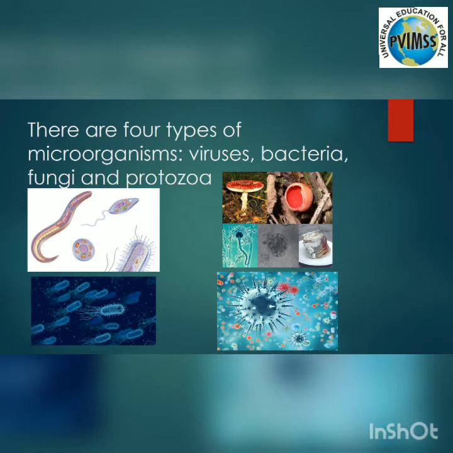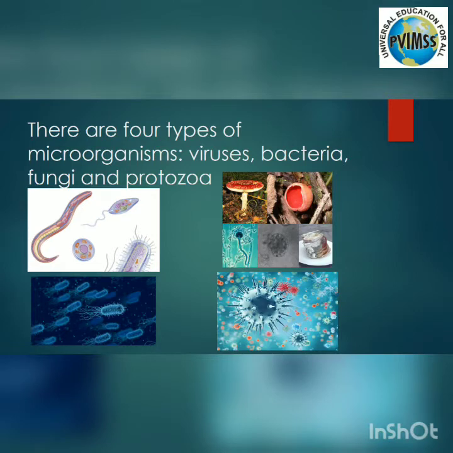Next is viruses. Viruses are smaller than bacteria. We need a powerful microscope to see virus. Viruses can only grow in living cells. Their rate of reproduction is faster in moist and warm places. They can cause many diseases in human beings and other organisms.